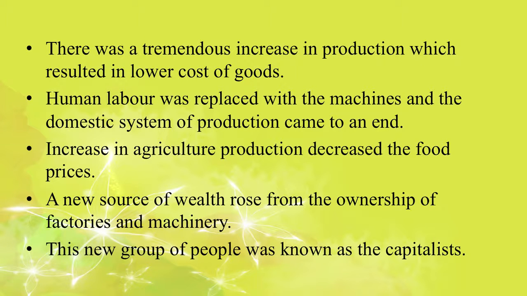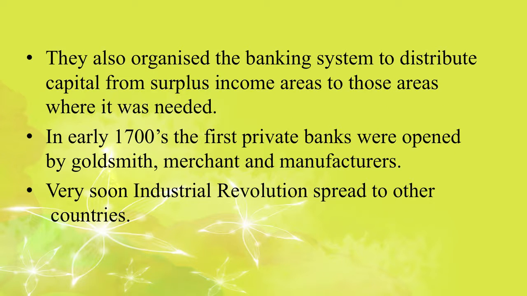Do you know there was a tremendous increase in production which resulted in lower cost of goods? Human labor was replaced with machines and the domestic system of production came to an end. Increase in agricultural production decreased the food prices. A new source of wealth rose from the ownership of factories and machinery. This new group of people were known as the capitalists. They also organized the banking system to distribute capital from surplus income areas to those areas where it was needed. In the early 1700s, the first private banks were opened by goldsmiths, merchants and manufacturers.